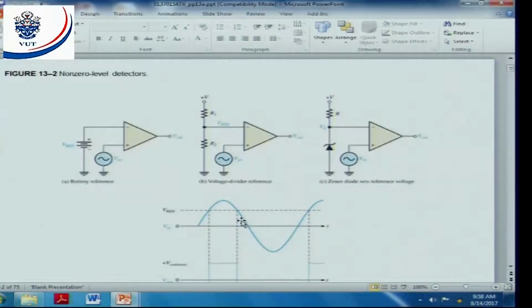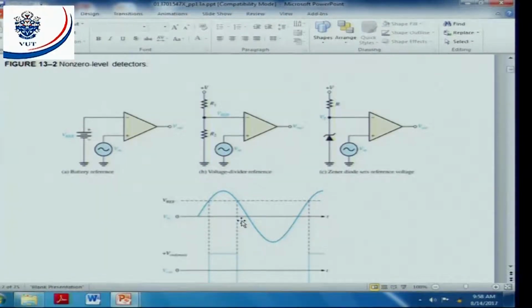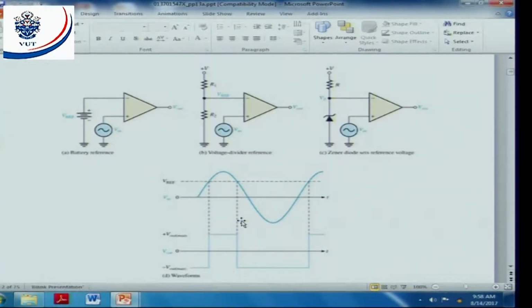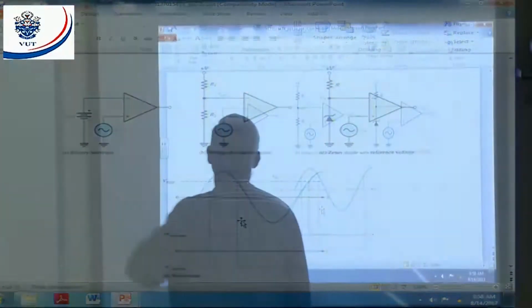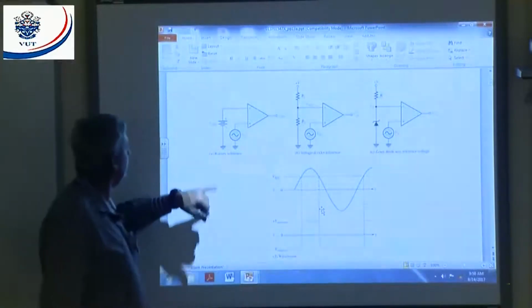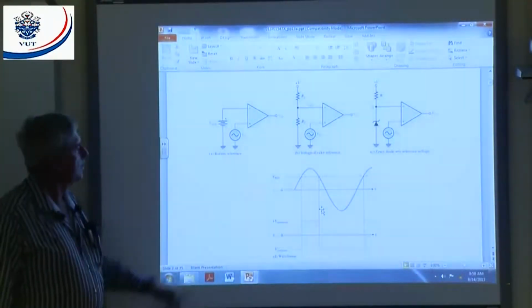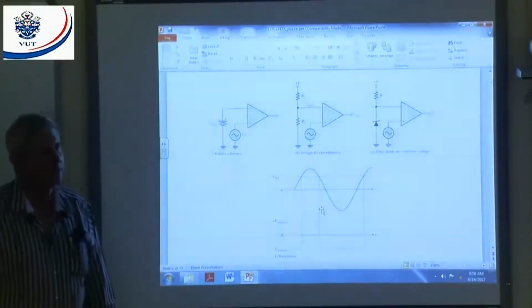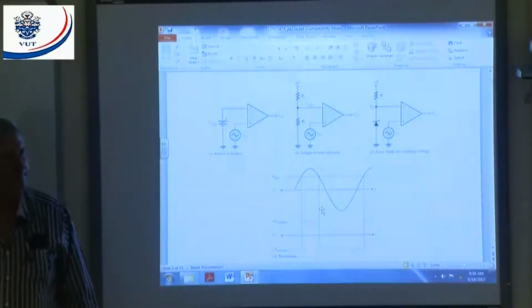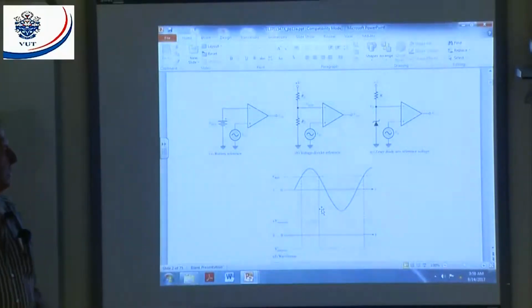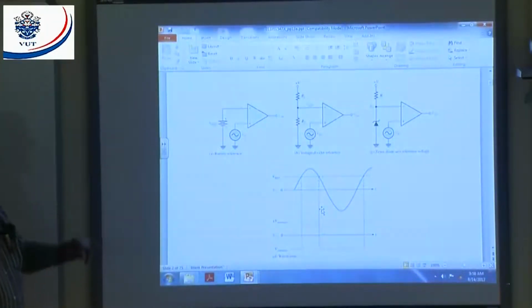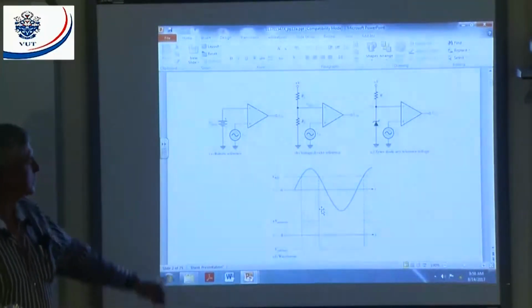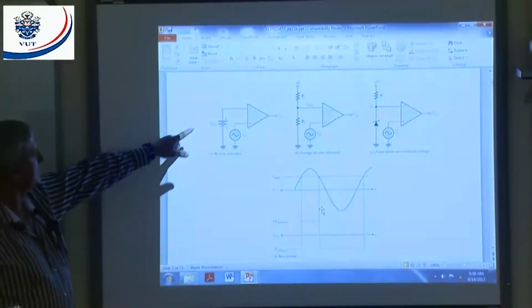The next we're going to talk about is non-zero level detectors. Why non-zero? Because my reference is not going to be 0 anymore. If you look at this first one here, I've got a battery with a reference voltage. What is my reference voltage? It's positive. Again, I'm going to compare the input signal with my reference. My reference is a positive voltage on the non-inverting input.